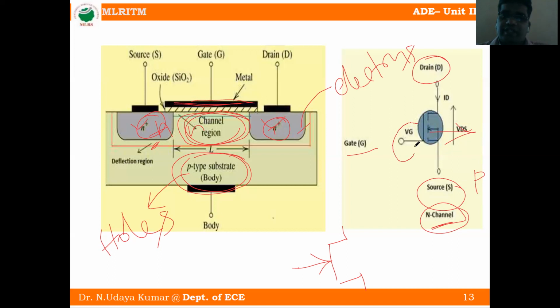Here we call it a gate voltage, because it is the gate terminal. Here we call it a drain terminal, meaning a drain voltage because it is the drain terminal. VDS means voltage across drain and source. Okay. So this is the construction of the N channel enhancement MOSFET.